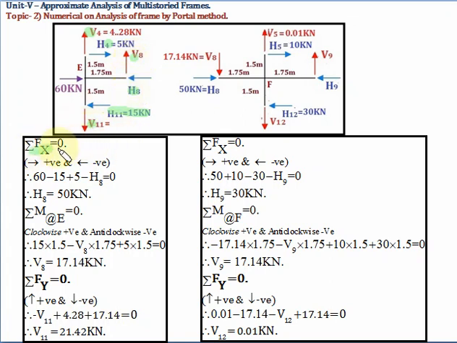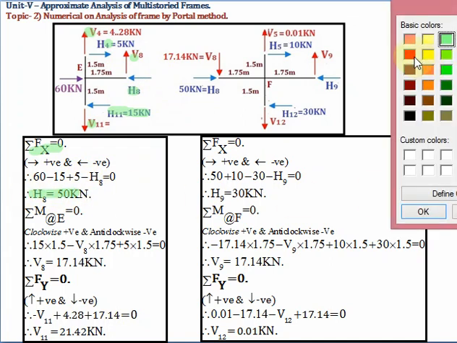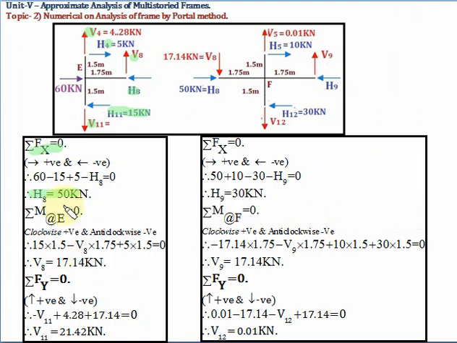So the first equilibrium equation is summation Fx. The forces acting towards the right are plus, towards the left minus. So 60 acting towards the right hand side, minus 15 acting towards the left hand side, minus 5 acting towards the right hand side, and H8 acting towards the left hand side, so minus. So here we will get the value of H8 equal to how much? 50 kilonewton. Then take the moment at E equal to 0. Here H4, there is 5 into 1.5.